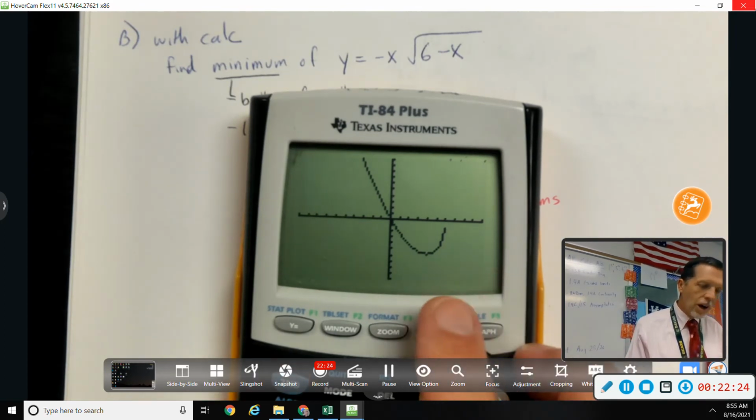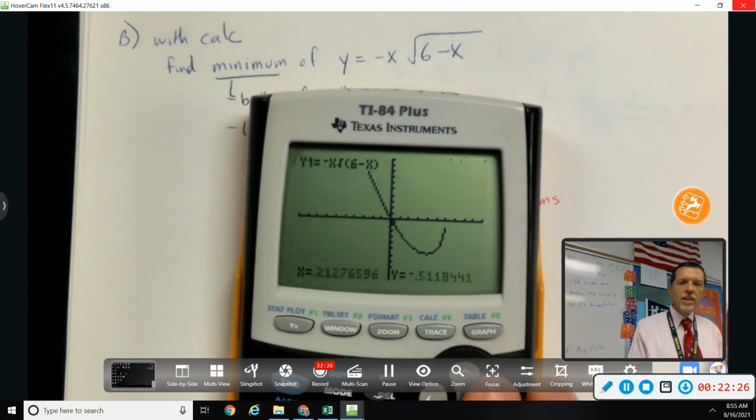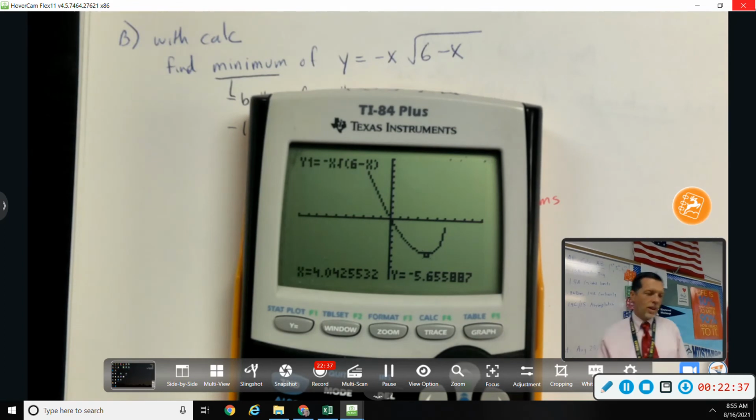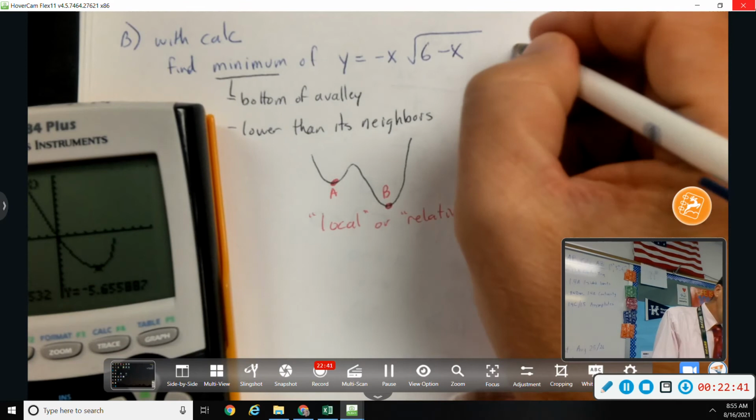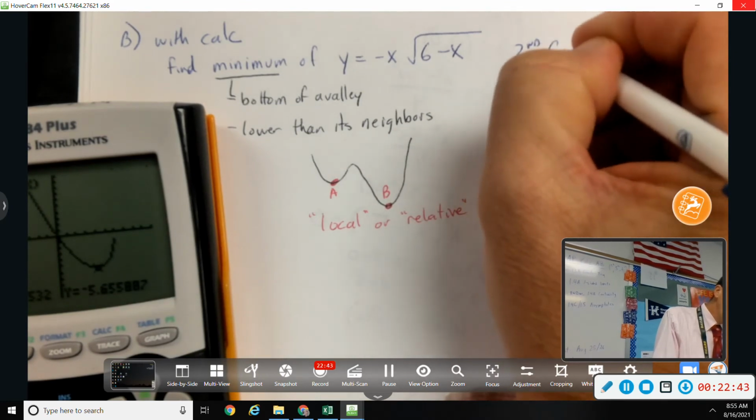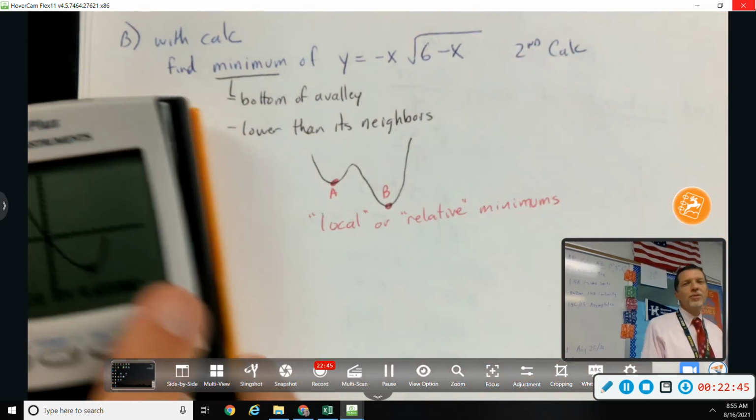And there's a couple ways to find it. Some people mistakenly use trace. Like, well, if I trace, I can get over there like close to it. Like it's probably about there. But there's a better way. Your calculator can find what it is. So go to second calc. And that's really all you have to remember.